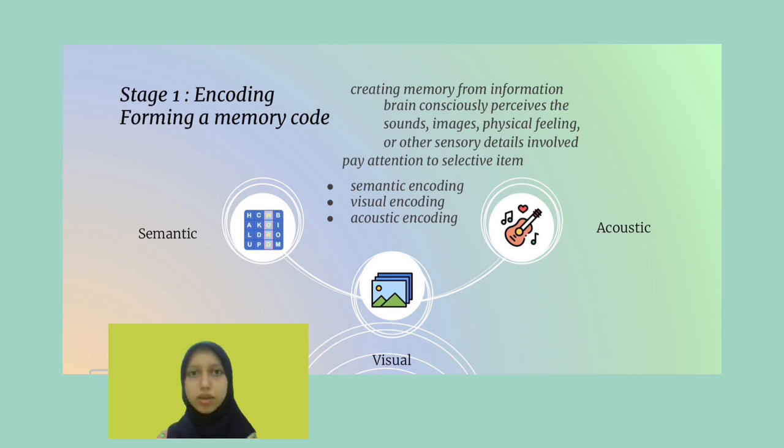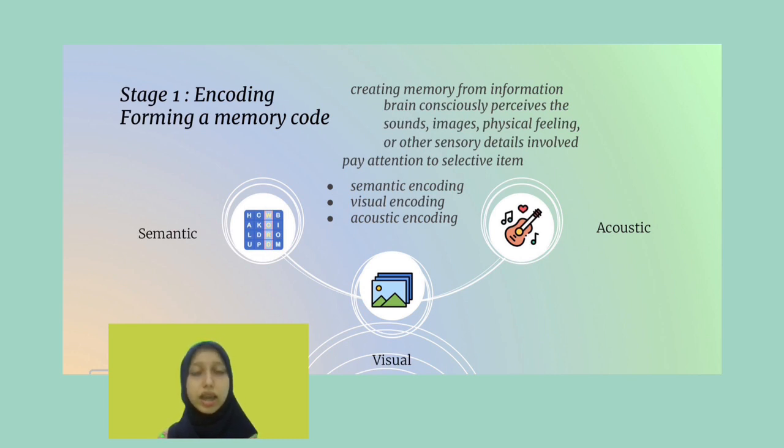There are three types of encoding: semantic, visual, and acoustic. Semantic encoding is an encoding of words. We use it to memorize words, and we tend to recall them in categories as we pay attention to the meanings of the words when we learn them.